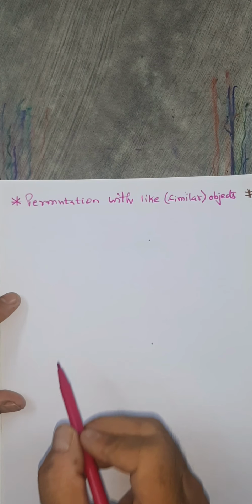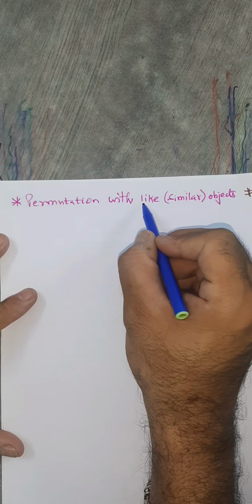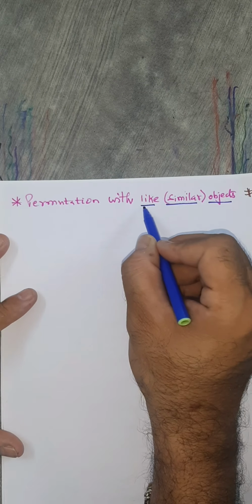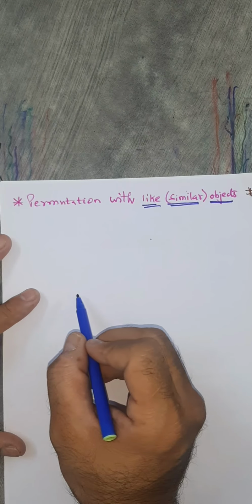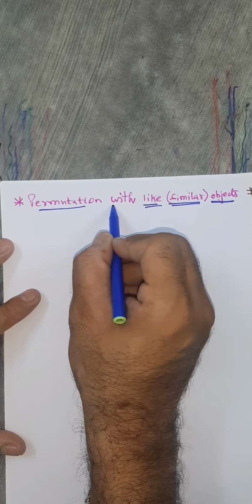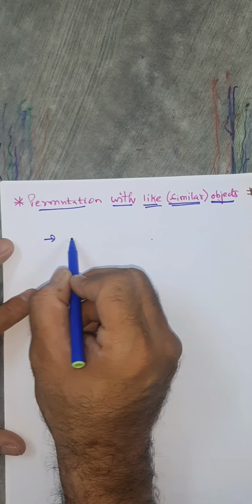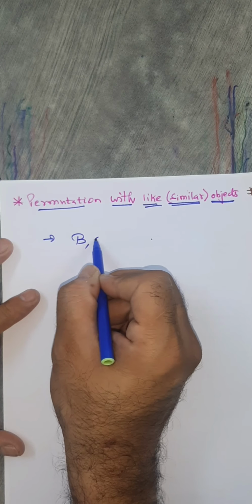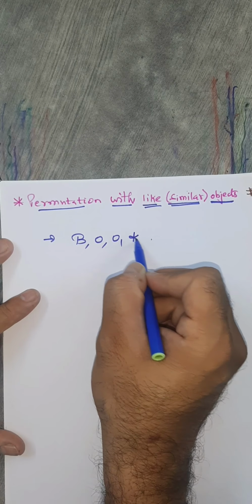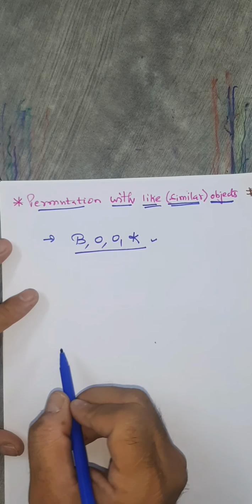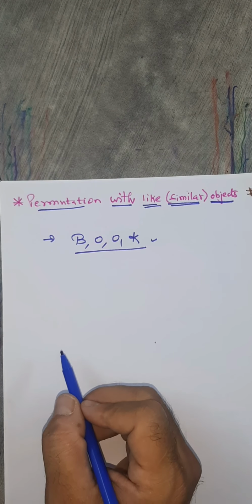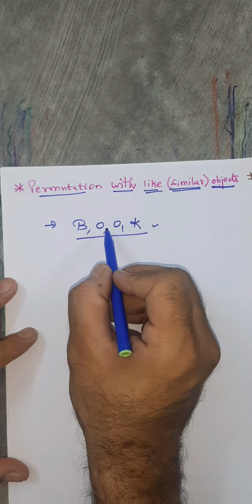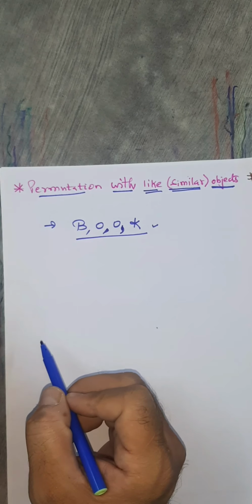What is it called? Permutation with repeated or like or similar objects. That means the given objects may be repeated. For example, see here. I'll take this word BOOK. I took a word, its letters are B, O, O, K, and here O is repeated twice.